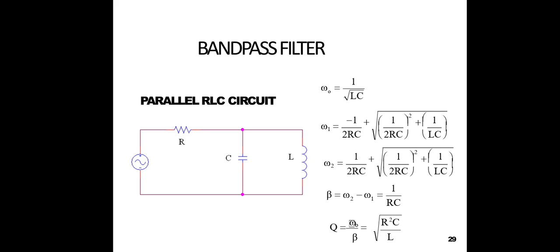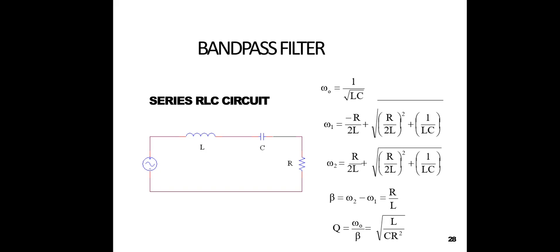So this is about the series RLC circuit for the band pass filter, and now the parallel RLC circuit which we derived. The same thing will be there here. Omega naught equals 1 by root LC, and omega 1 and omega 2 are also given in terms of R and C. Beta equals omega 2 minus omega 1, which is equal to 1 by RC. Similarly, we take the relation between the bandwidth, selectivity and the resonant frequency. Therefore Q is equivalent to omega naught by beta, which is equal to the square root of R square by L. This is about the two circuits.